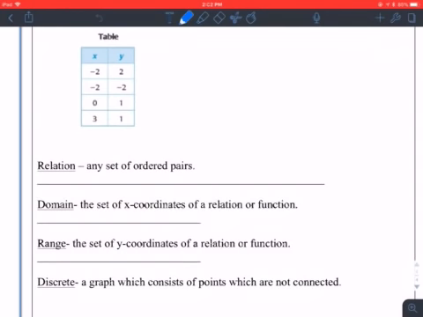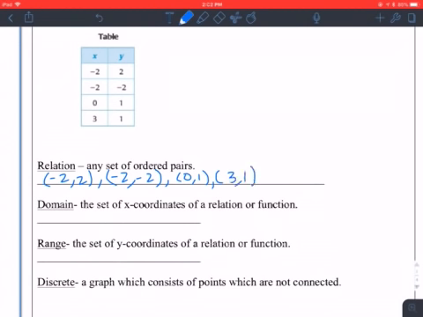Given this table, a relation would be the set of points (-2, 2), (-2, -2), (0, 1), and (3, 1).